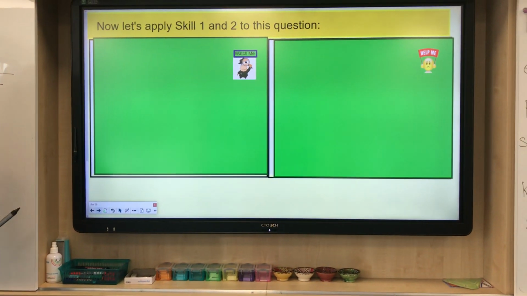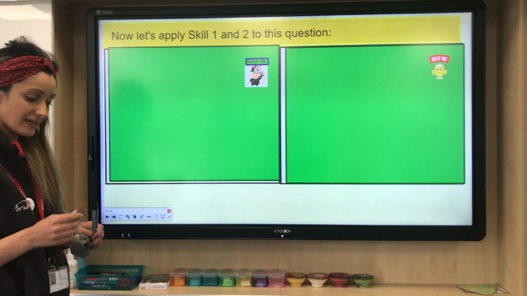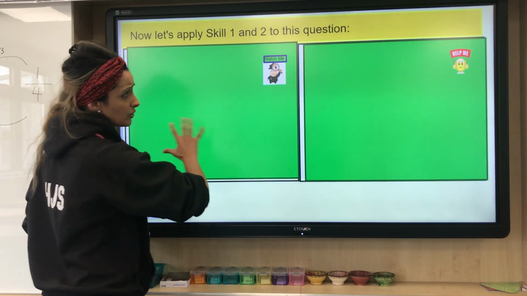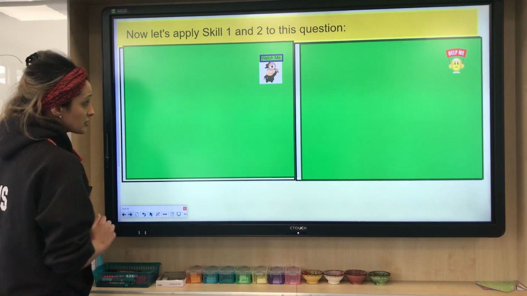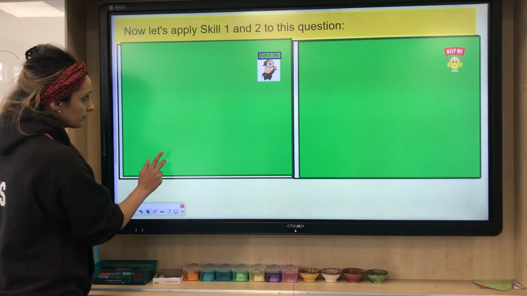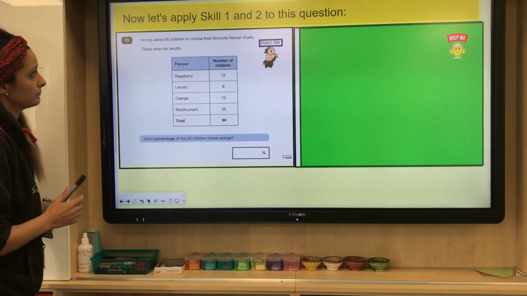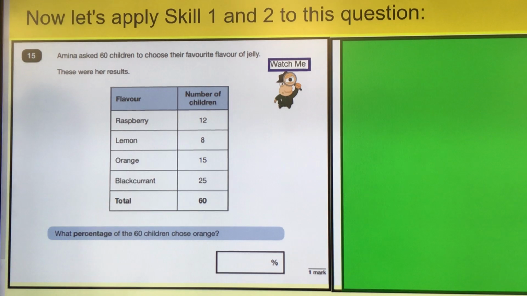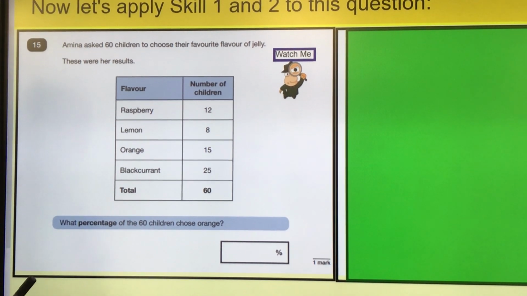So the next part is, once we've done both of those skills, we then need to do the application of skills, which is really important. Again, you've got the watch me, help me, and then the children will show me that they can do it before they move on to the task. This is question 15, from the middle of a reasoning paper. It is based on the expected standard in year 6.